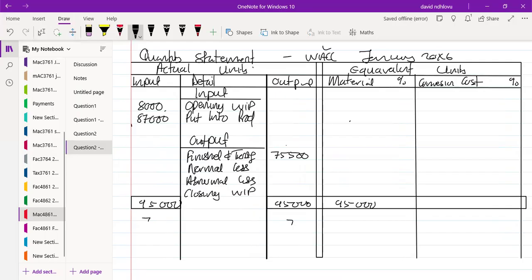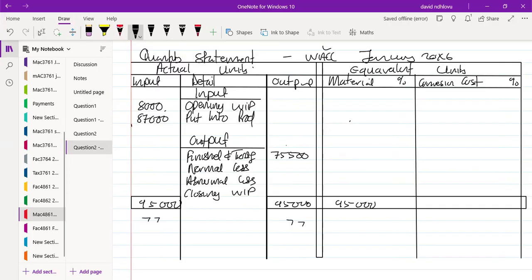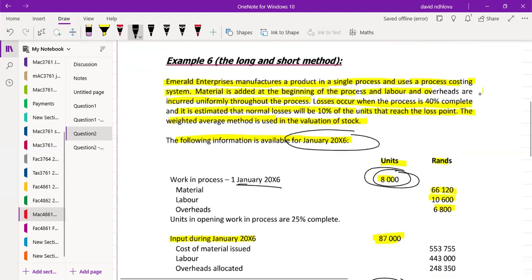Some of it was finished and completed. Some of it was abnormal loss. Some of it was normal loss. And a bit of it is still remaining in closing WIP. So there must always be a balance. If you see a different figure there, something is wrong. Then we go to the work in progress on 31 January, end of the year, 7.5 units. So that is given. We have 7.5 units in closing WIP. Then from there, we look at normal loss. This is what the question says concerning normal loss.